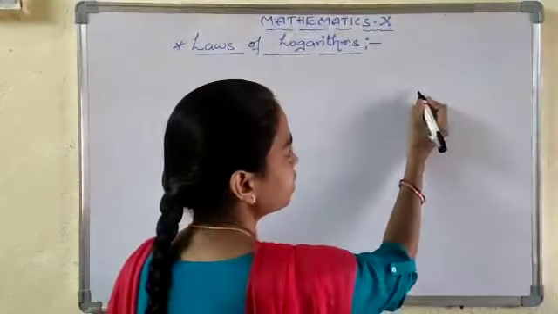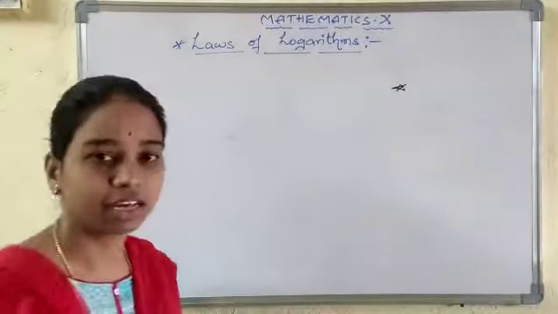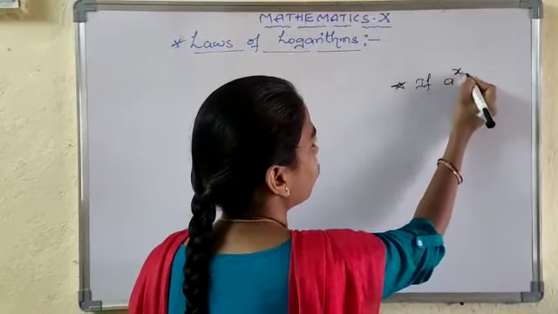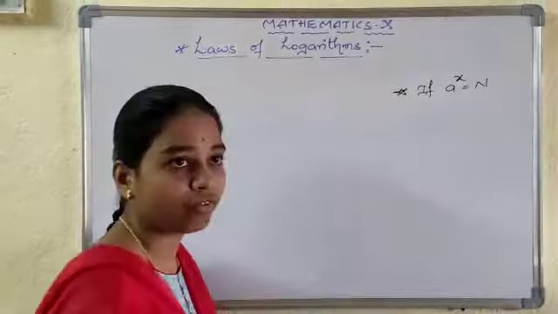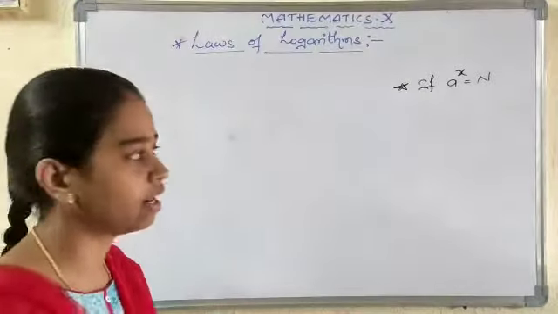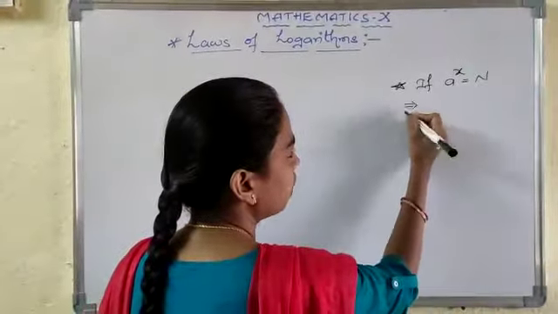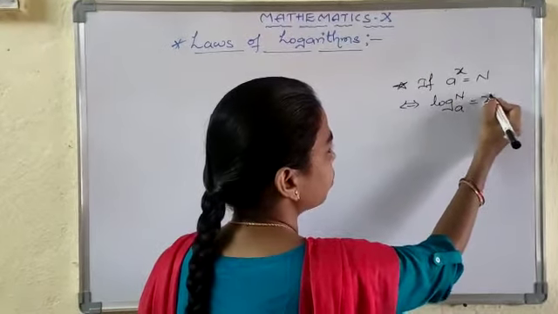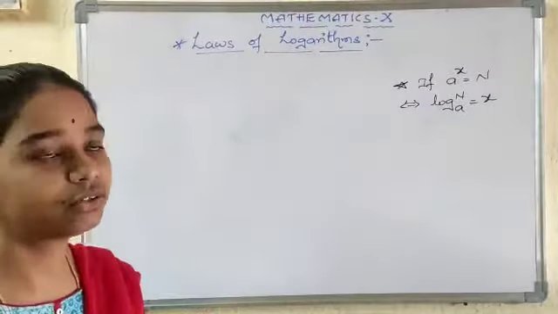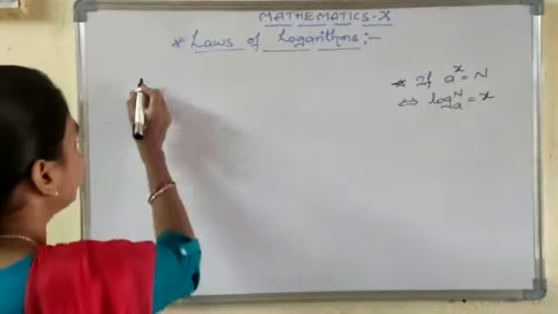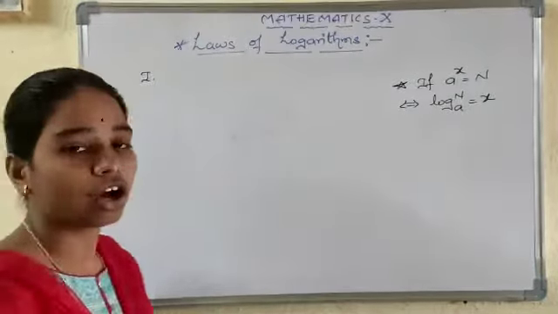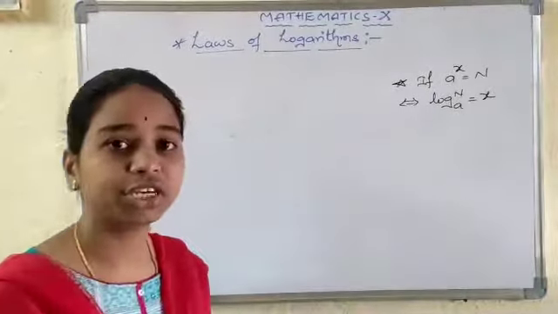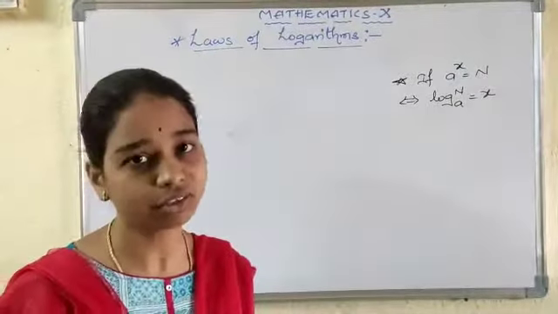So we know the exponential form of the logarithms, that is, if a power of x is equal to n for any positive integer a and n, so the logarithm form will be log n base a equal to x. So the first law of logarithm, that is, we are going to convert the multiplication into addition form and the division into subtraction form.